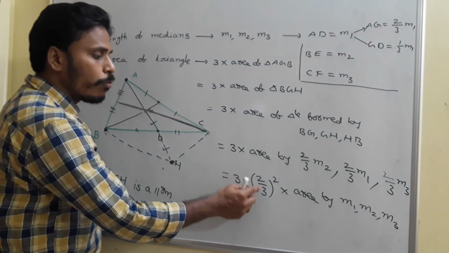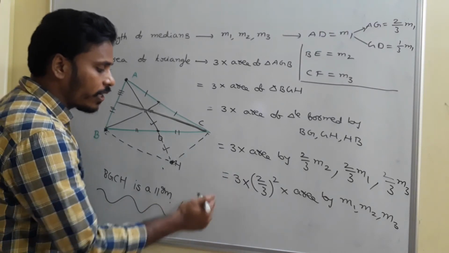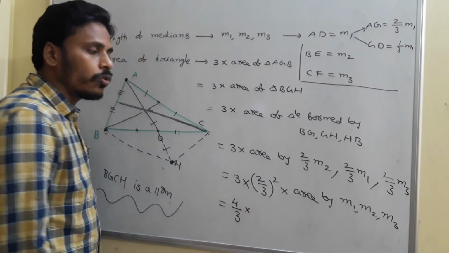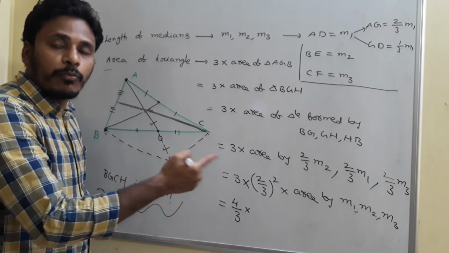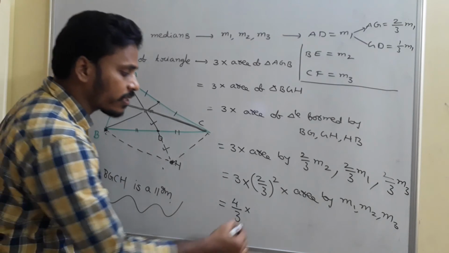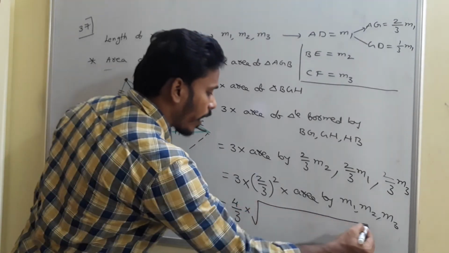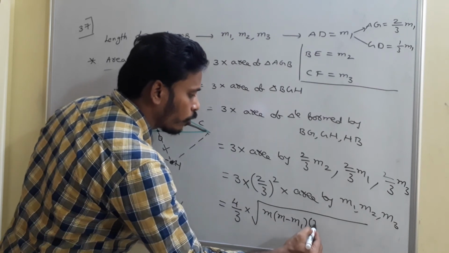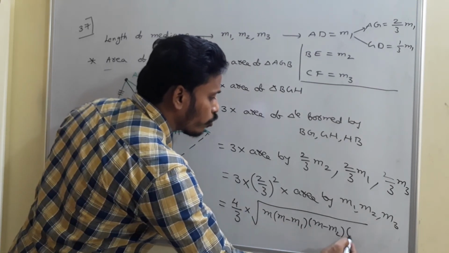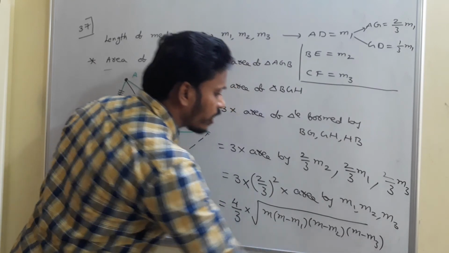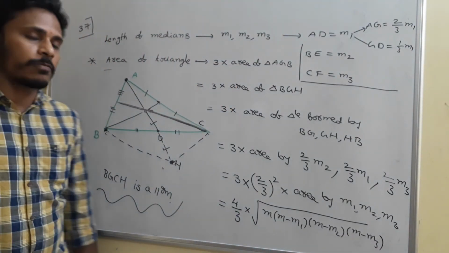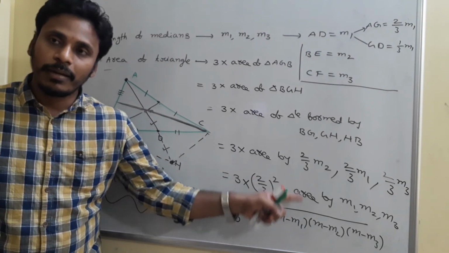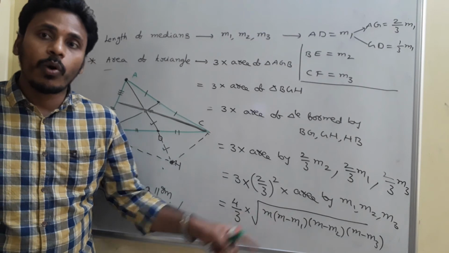And at the end, this 2 by 3 square means 4 by 9, already 3 is there, so you will get it as 4 by 3 on simplification, into the area formed by m1, m2, m3. You just treat that m1, m2, m3 as sides, which is nothing but the square root of m into m minus m1 into m minus m2 into m minus m3, just like s into s minus a into s minus b into s minus c. And what is that m?